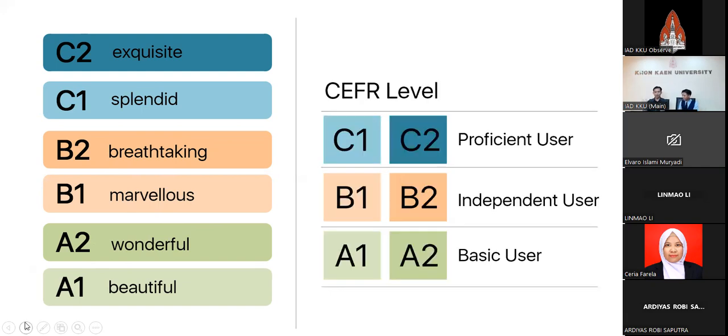So here is the way we use it. We divide the words based on the CEFR levels that I have already told you about before. The first one is basic user, A1 and A2. B1 and B2 are independent users, and C1 and C2 are proficient users. So when do we use those words or the levels of the words?